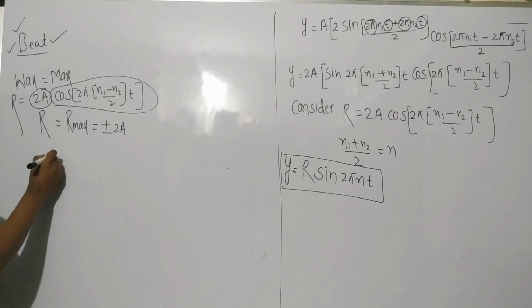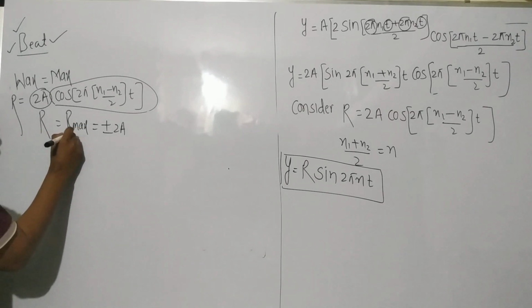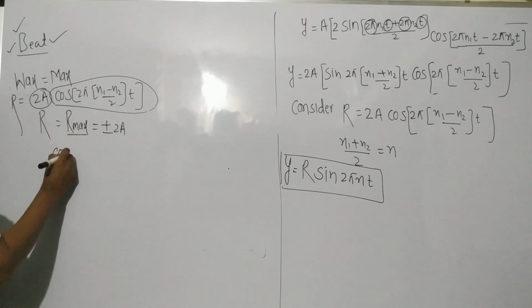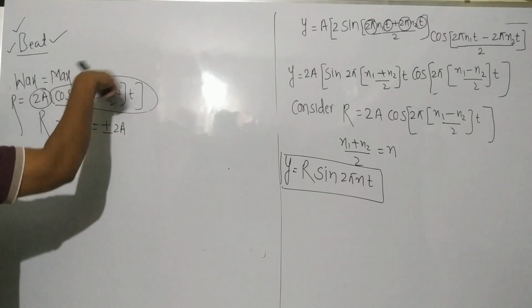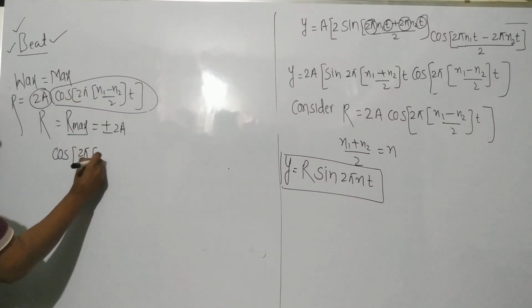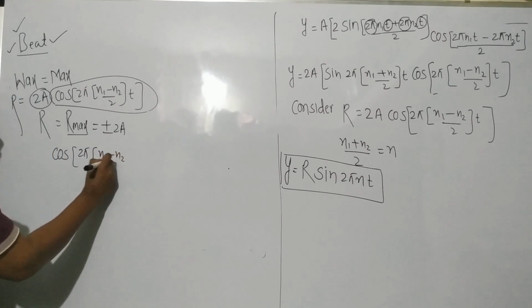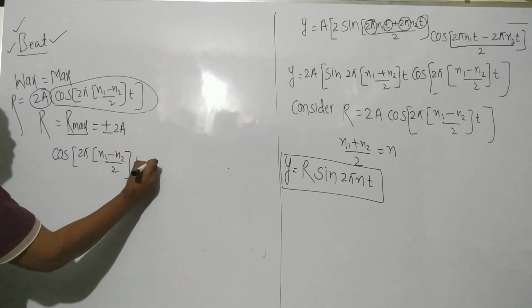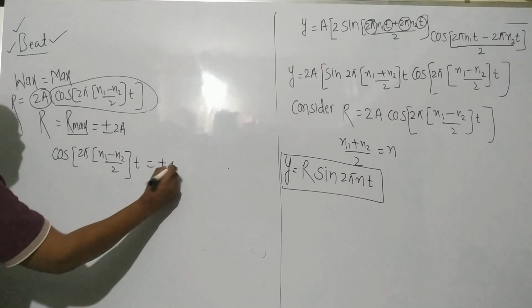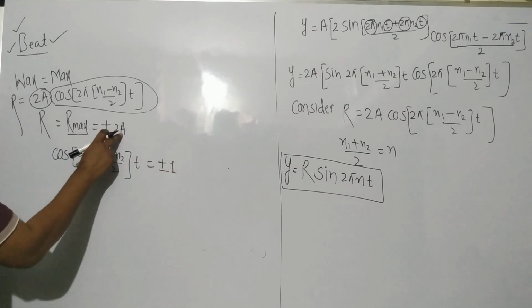Right? So in order to get R to be maximum, this whole term, (n1 minus n2)/2, I am writing that term again, into t, should be equal to plus or minus 1. So when it is plus 1, R max will be equal to plus twice a.